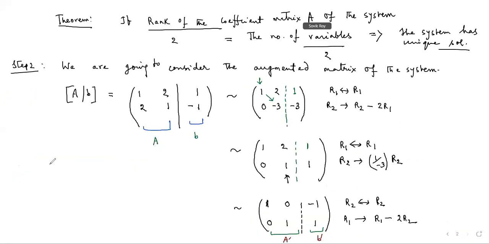Now this particular system can be written as the following. We can write 1 0 0 1. This is your A prime. That would be multiplied by x y, that is your vector capital X.